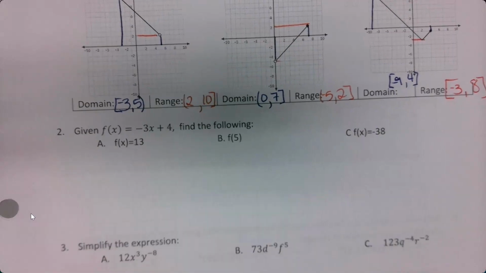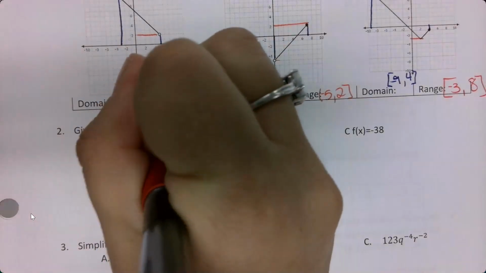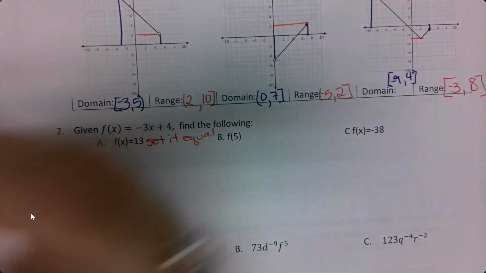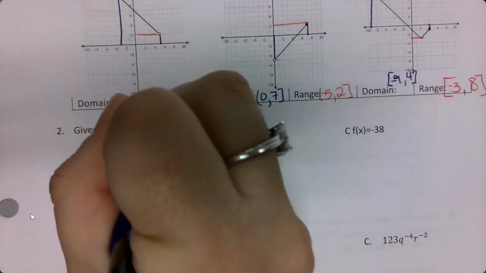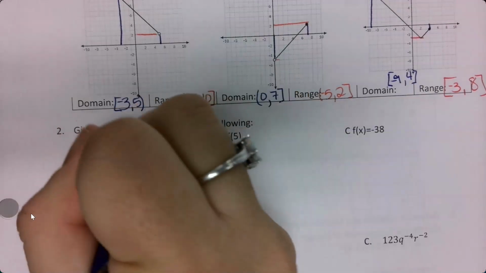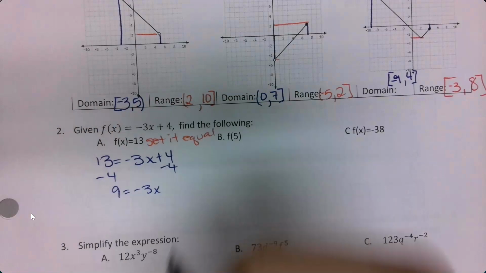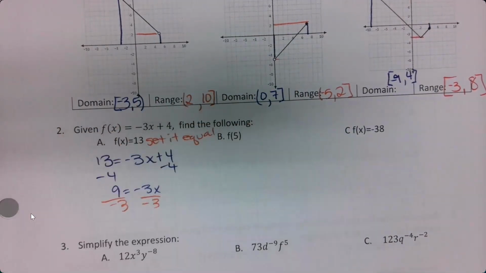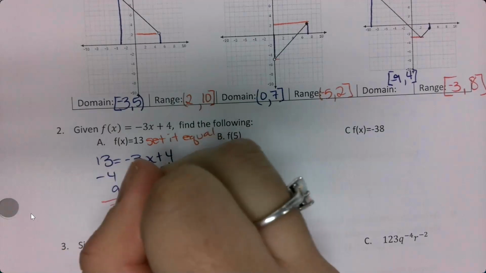When I have f of x equals 13, this means set it equal. So I'm going to set my equation equal. I'm going to have 13 equals -3x plus 4. Then I want to subtract 4. I get 9 equals -3x. I want to go ahead and divide both sides by -3. I get x equals -3.